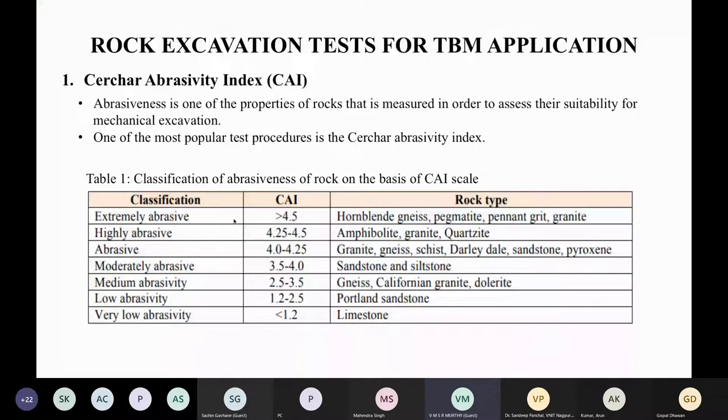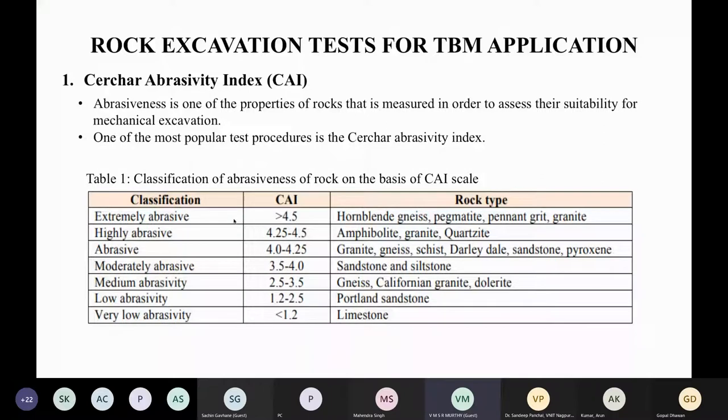So obviously the hardness and abrasivity are the two prime reasons that have a potential to change the ROP or even cutter consumption. So anything less than two would be considered as low abrasivity. Between two to four, you can consider it as a medium abrasive. So this is how we have been classifying.